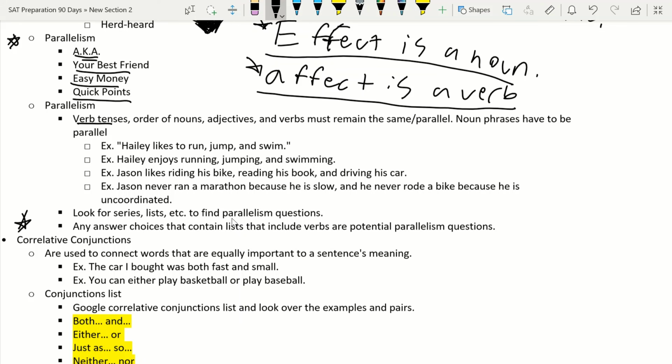All right, so parallelism. You've got verb tenses, order of nouns, adjectives, and verbs that have to remain the same or parallel within a sentence. Noun phrases have to be parallel.